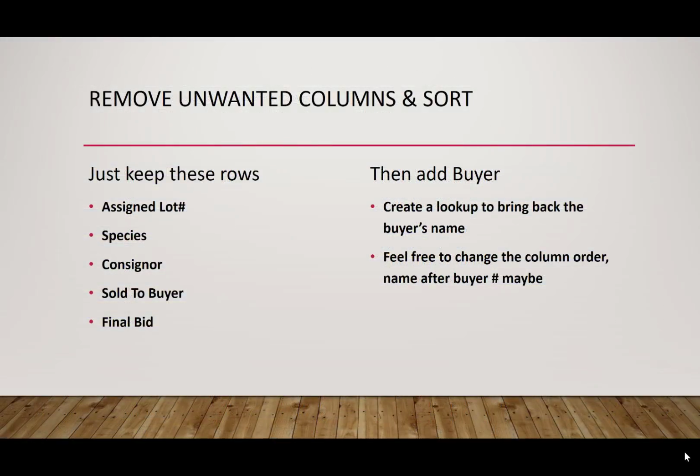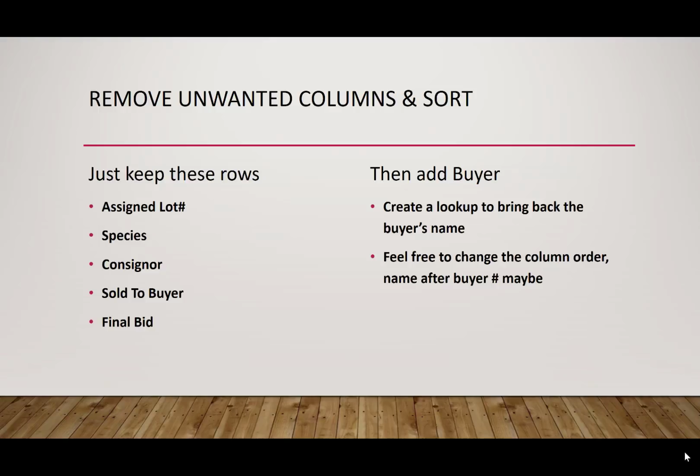Now there's a lot of information on this page we don't really need. We only want really the assigned lot number, what the species was, who the consignor was, who bought it, and what the final bid was. Then what we're going to do is we're going to create a lookup to bring back the buyer's name and add it here. And that way we can give it to the consignor, they can see who actually purchased theirs.